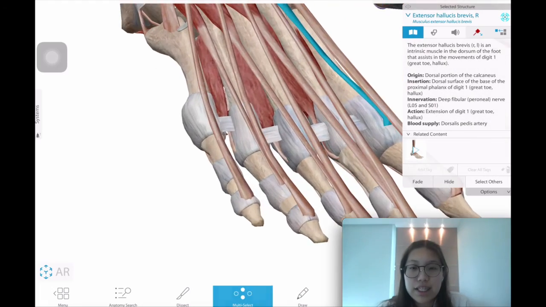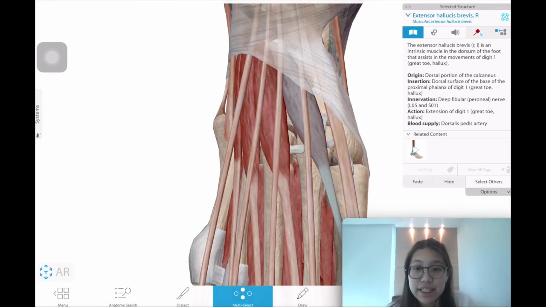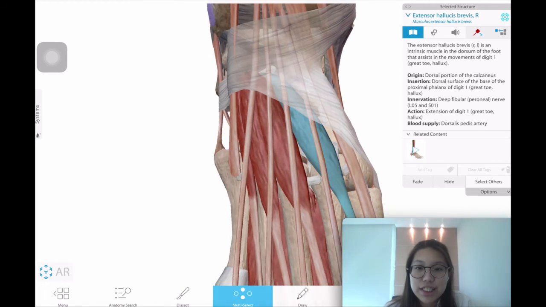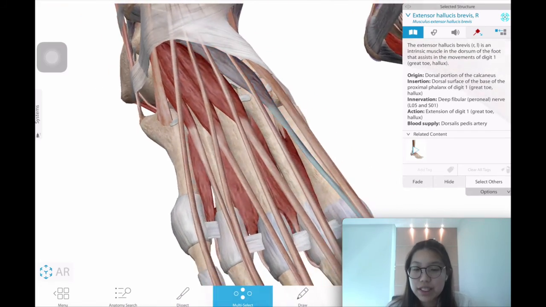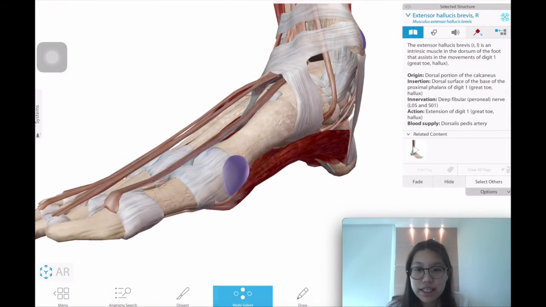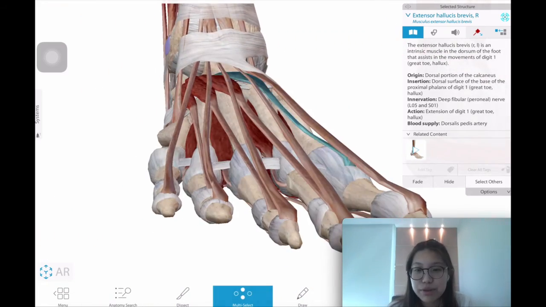This is extensor hallucis brevis. It originated at the dorsal portion of the calcaneus. The insertion is at the dorsal surface of the base of the proximal phalanx of digit 1. The innervation is the fibular nerve, and the action is to extend digit 1.